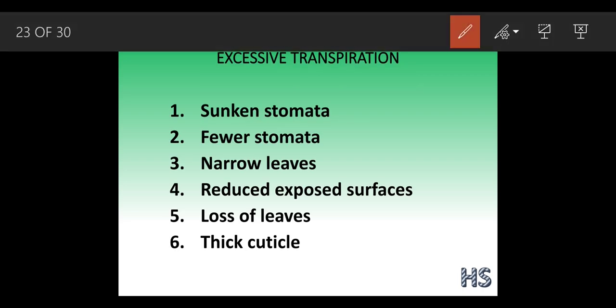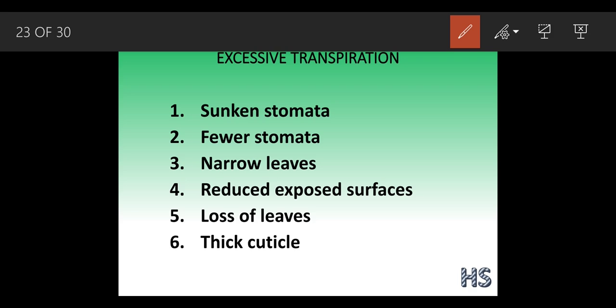Now we are going to understand adaptations in plants to reduce excessive transpiration. How can transpiration be reduced? First, we are going to discuss the sunken stomata. I am going to give you an example, that is the nerium. What happens in a nerium? The stomata.